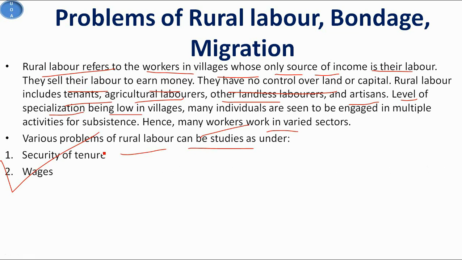Then the second problem is the wage. A major problem faced by rural labor is that the supply of labor in the labor market is more than the demand. As a result, wages are low. Government has instituted a minimum wages regulation law. However, it is not followed by landlords. Indeed, the National Commission on Labor had termed it a dead letter. Then the third problem is the capitalist mode of farming, and the fourth one is bonded labor.